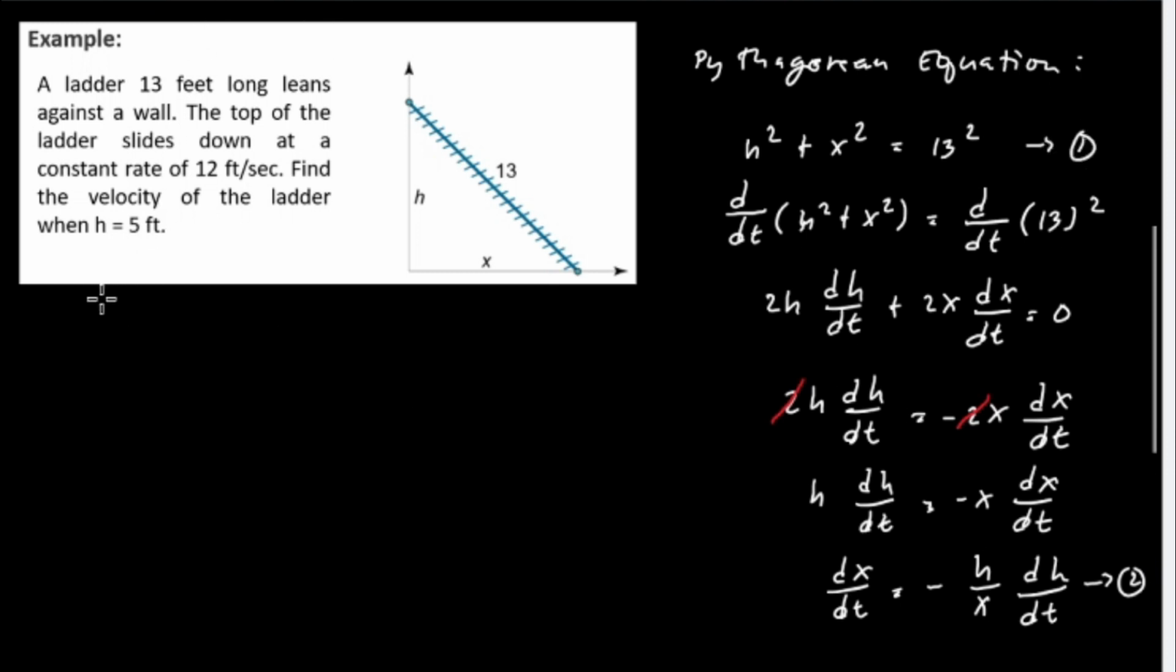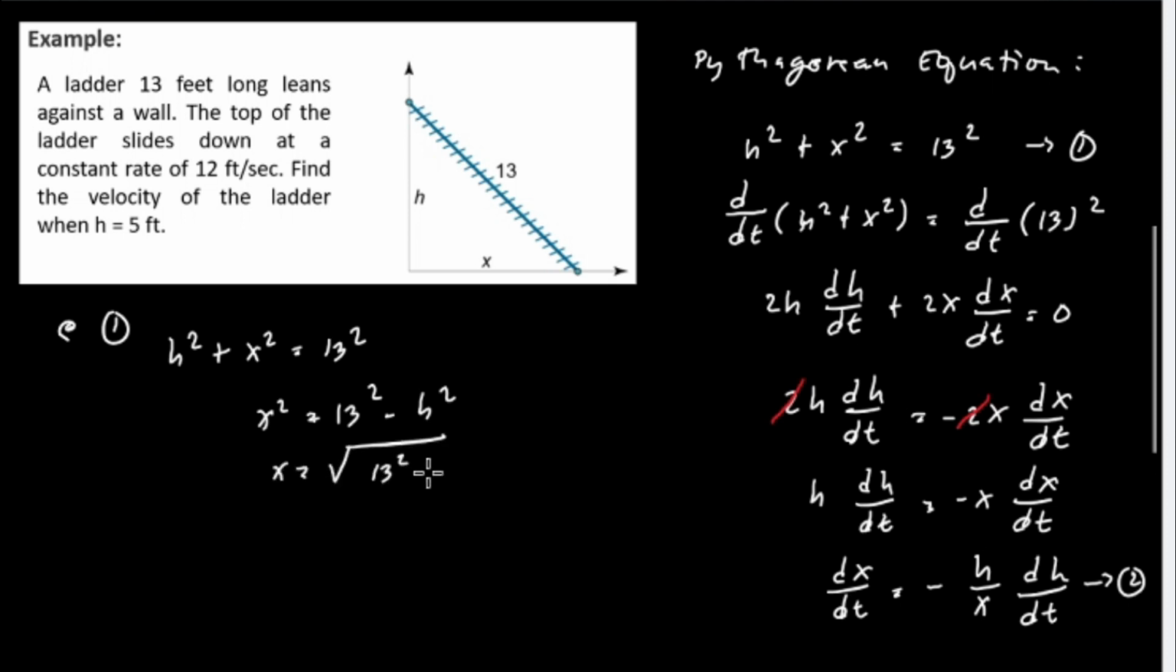At equation 1, h squared plus x squared is equal to 13 squared. So we have the value for h, and we'll be substituting the value for x. So x squared is equal to 13 squared minus h squared, and x is equal to the square root of 13 squared minus h squared. And this is equation 3.